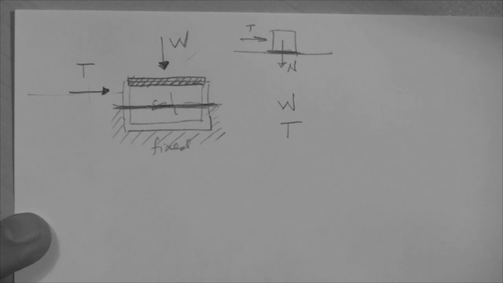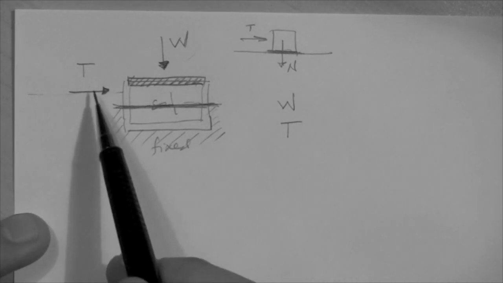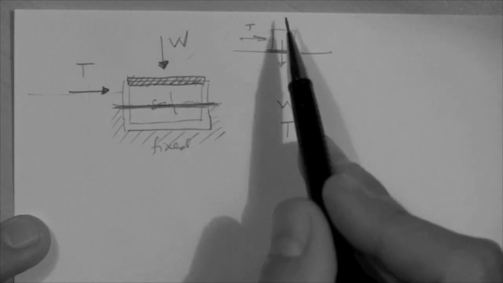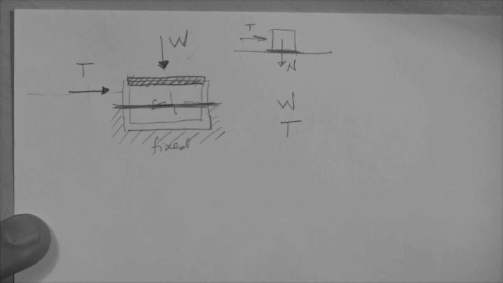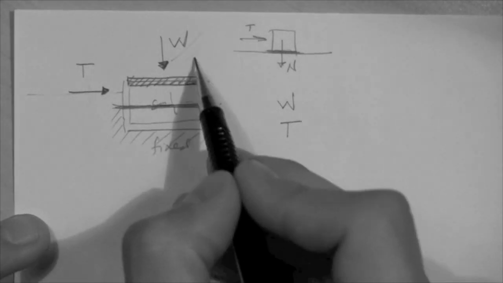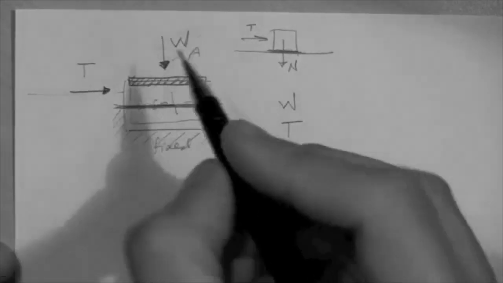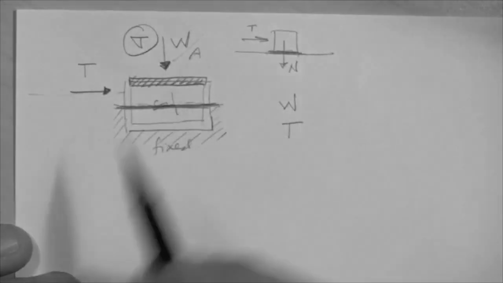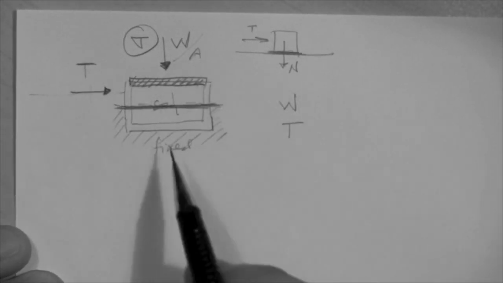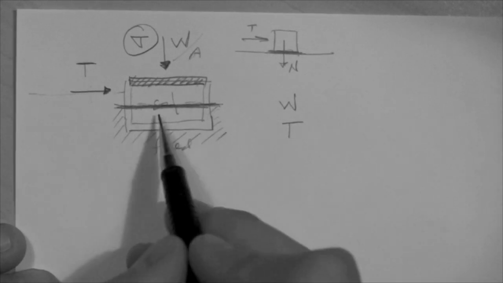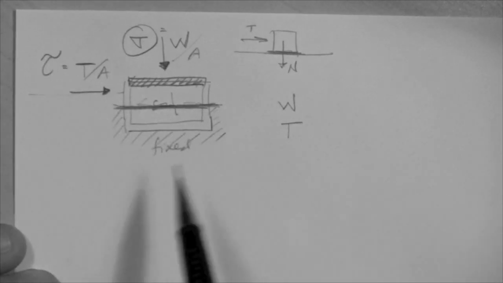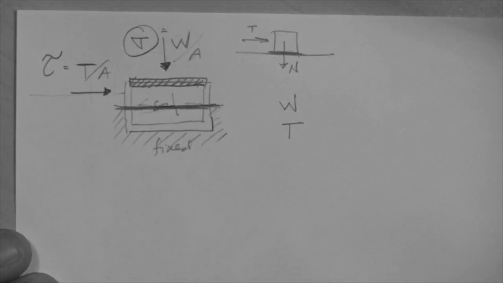Okay? Now, generally we don't define the situation here with forces like we do here. We define the situation here with stresses. So all we have to do is divide this W by the area of the plane, which is the area of the box, and that is the normal stress on the plane. If we divide the force that acts parallel to the plane by the area of the plane, we get the shear stress on the plane, right?